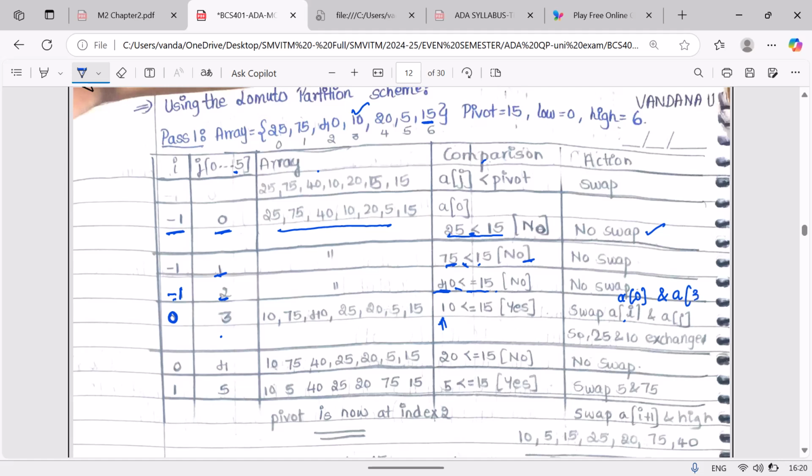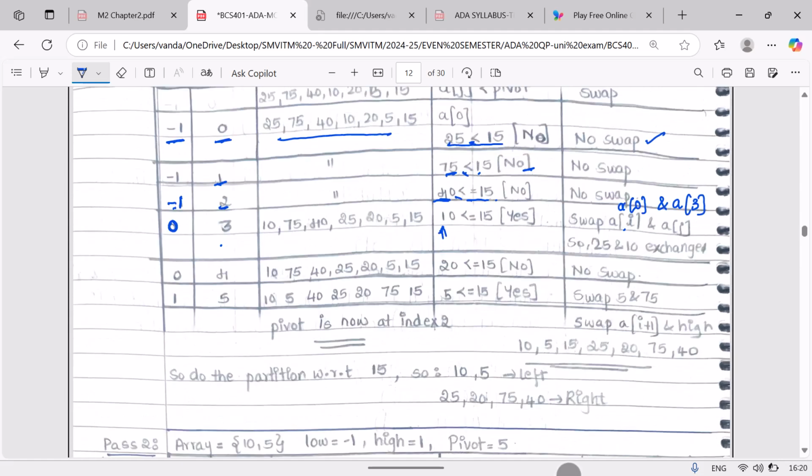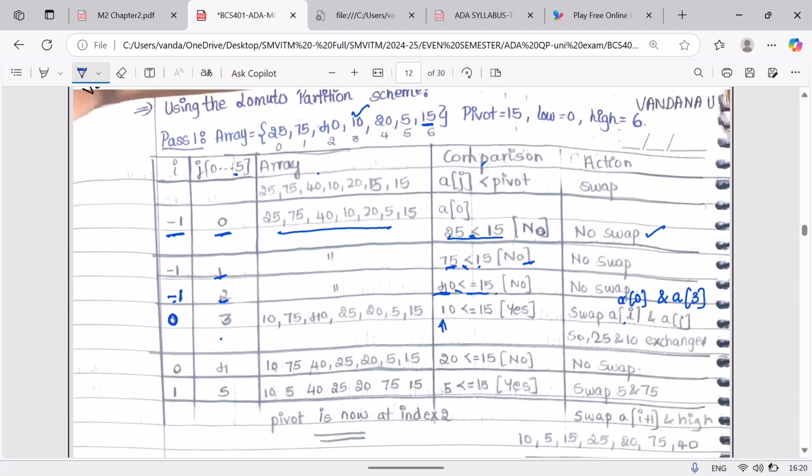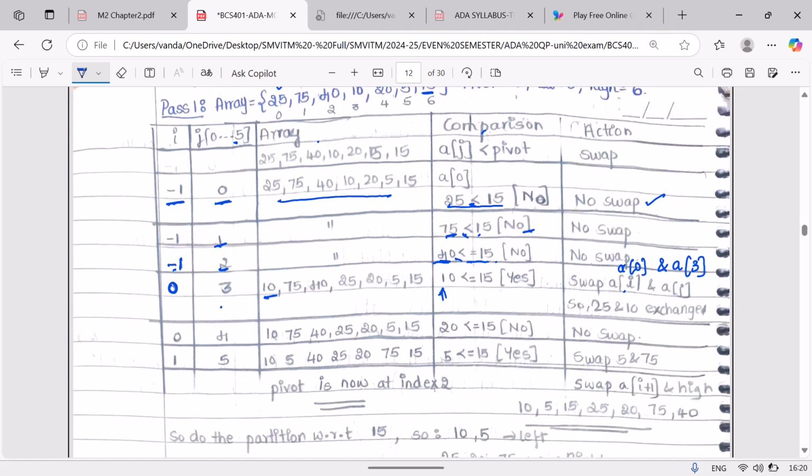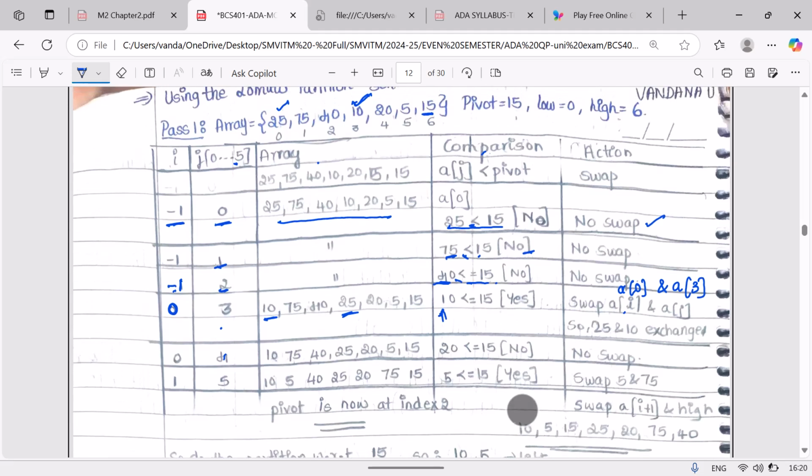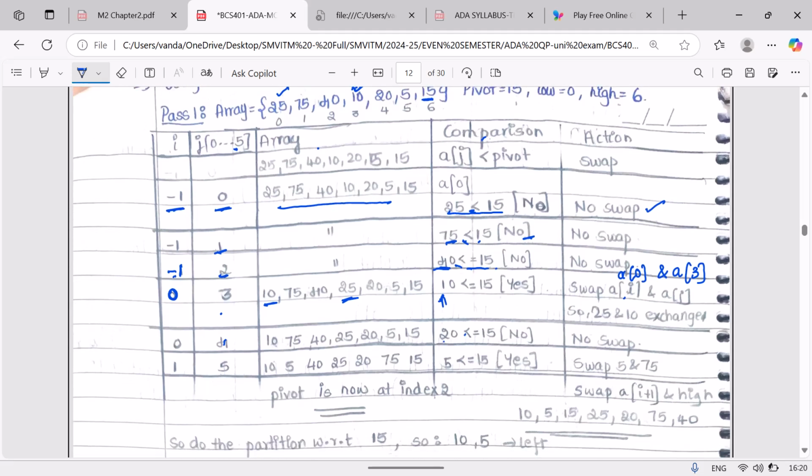A of 0 and A of 3. Correct? Sorry, A of 0 is 25 and A of 3 is 10. So we have exchanged them here, you see. j will increase to 4. Then you will compare the element in the fourth position. The fourth element is 20. So is 20 less than or equal to 15? No. So next comes 5.